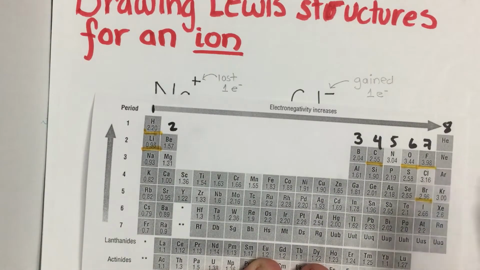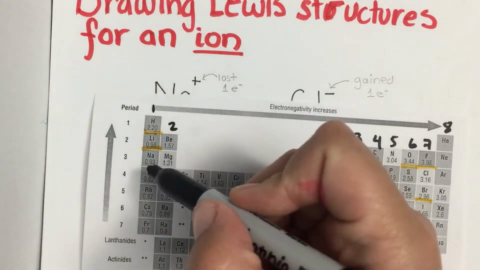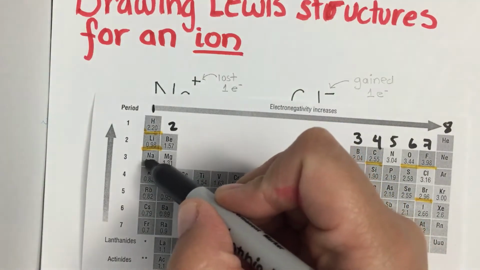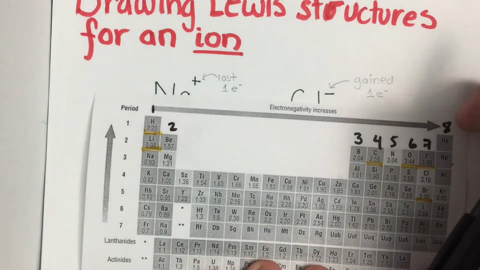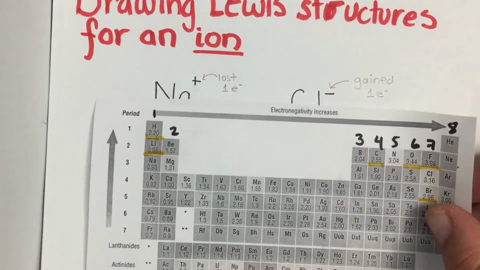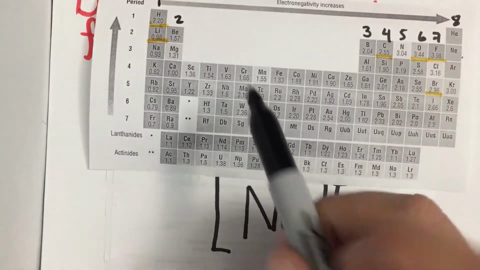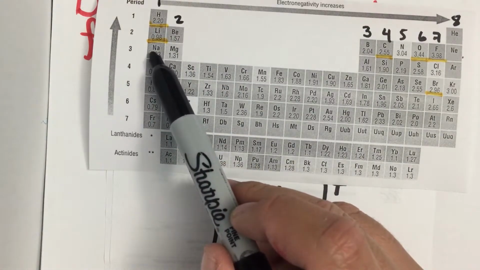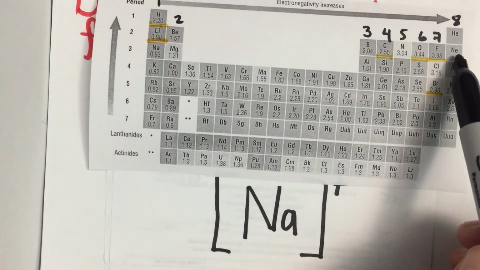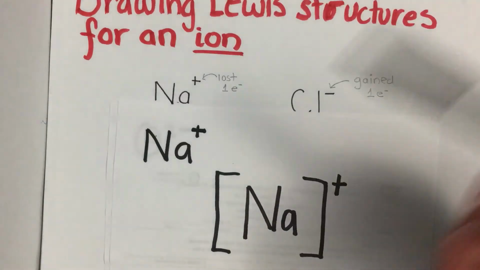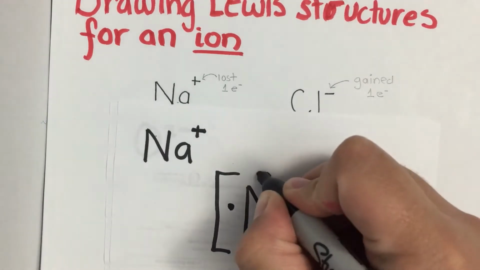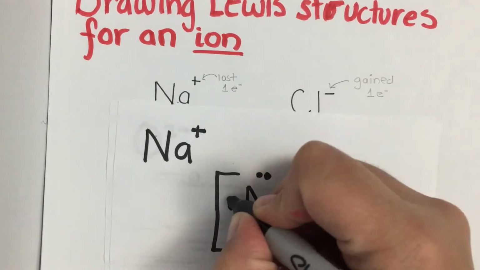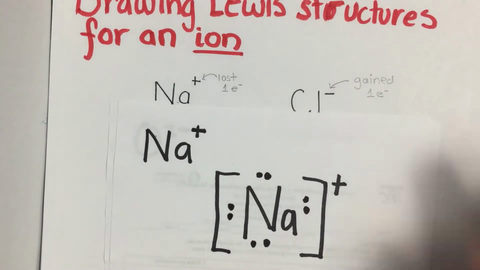Now it has 8 valence electrons. So sodium loses 1, so it moves up, and now has 8 valence electrons. So how many dots do we draw? We draw 8. It moves backwards in the periodic table, going up to the second level, which is 4. So 8. 1, 2, 3, 4, all the way to 8, evenly distributed.